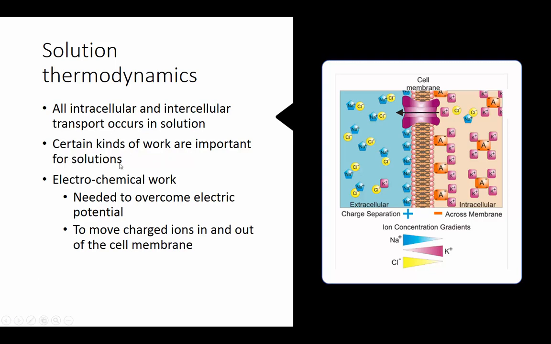Certain kinds of work are important for these solutions. Electrochemical work is the big one. In a lot of cases, especially when we're shuttling ions back and forth, we need to overcome electric potential. And so that's how we move things like sodium, potassium, chloride in and out of the cell via the cell membrane.